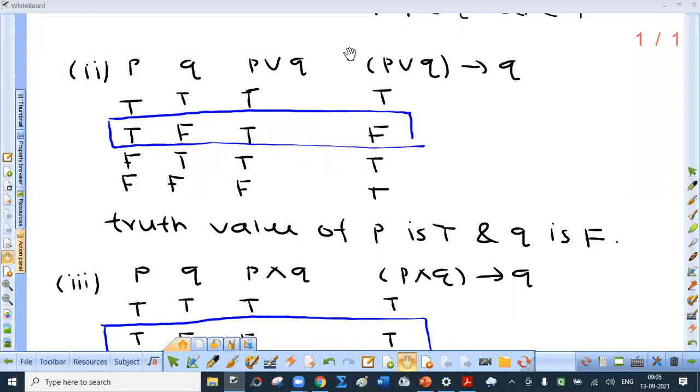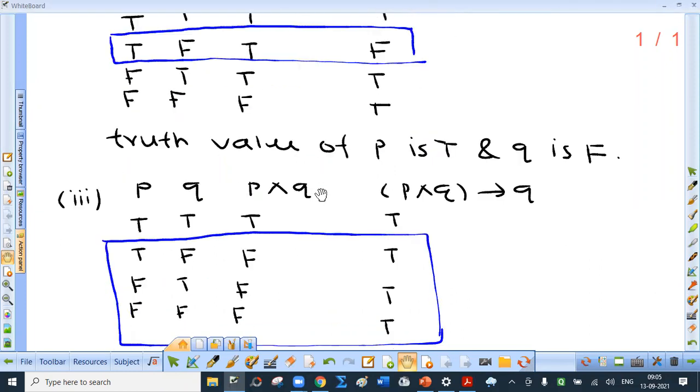Now second sum, P or Q is true and P or Q implies Q is false. This happens only if P is true and Q is false. So this is for the second one.